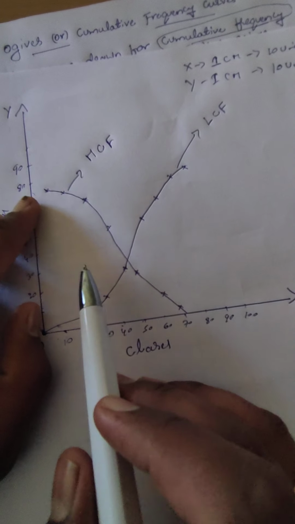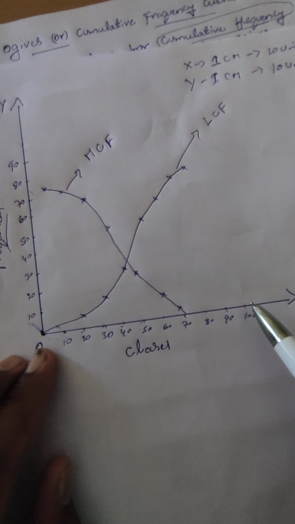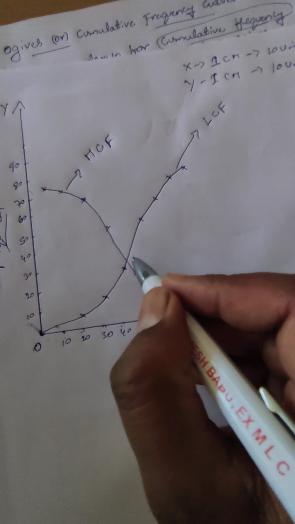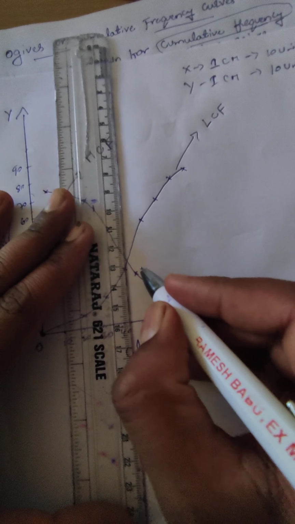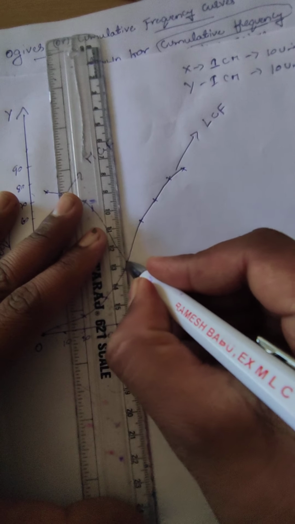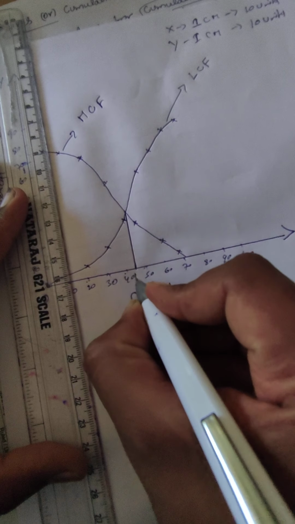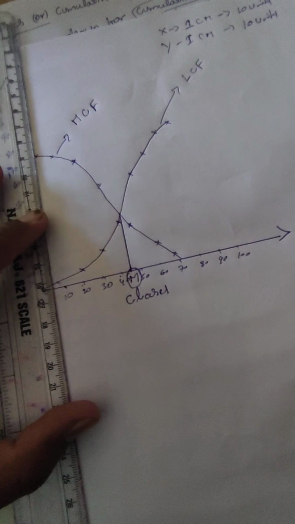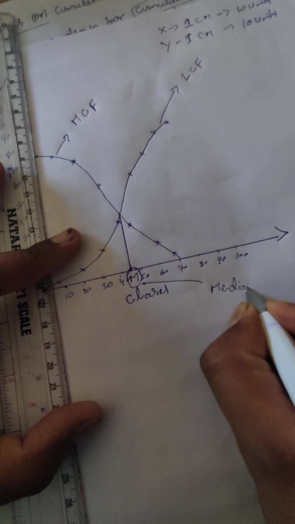So this is the given information. We have already drawn the less than ogive and more than ogive. So where the less than ogive and more than ogive intersect or are connected, that point is called the median. M means median. M means median. This is called the median.